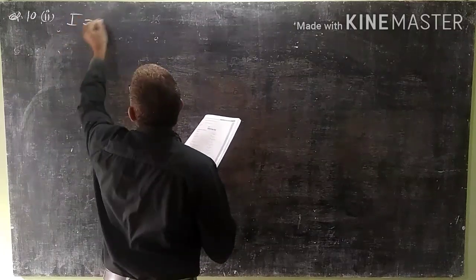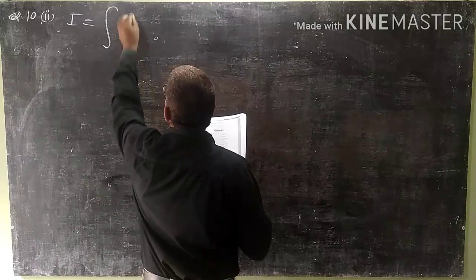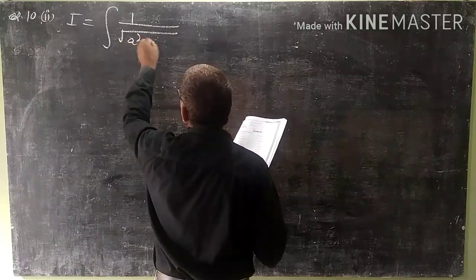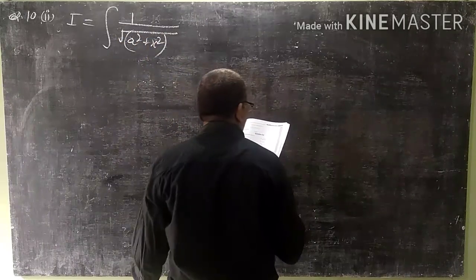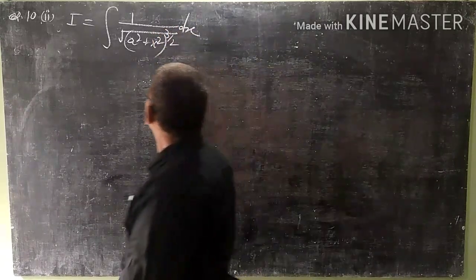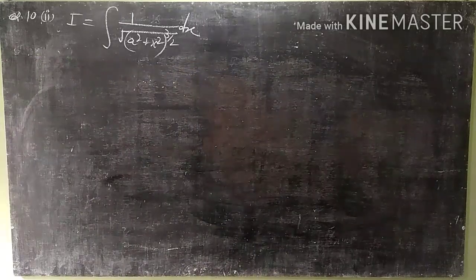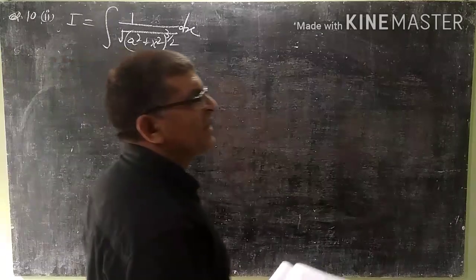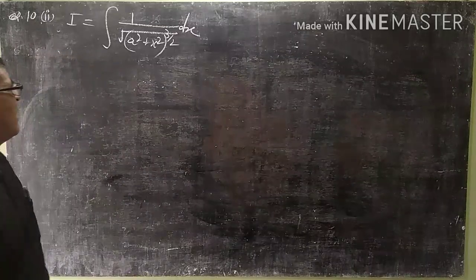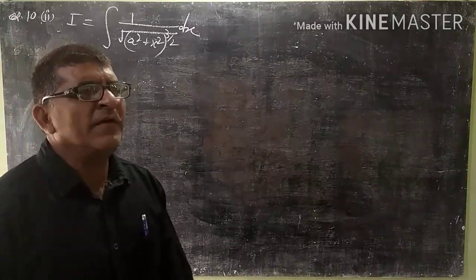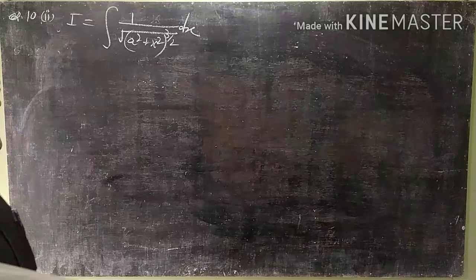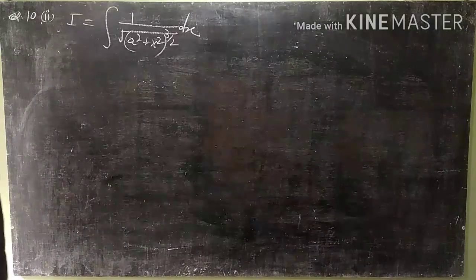I equal to 1 upon under root (a square plus x square) to the power of 3 by 2 dx. Now we can put instead of x, a tan theta, so that it will become 1 plus tan square theta equal to sec square theta. And I have explained you about that.